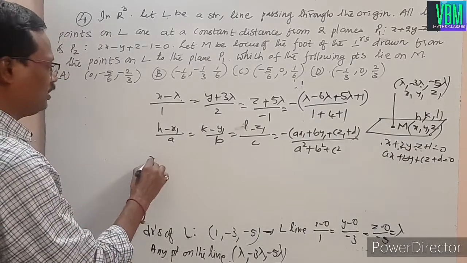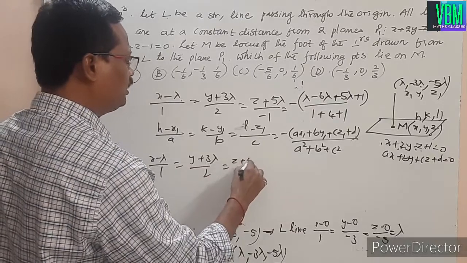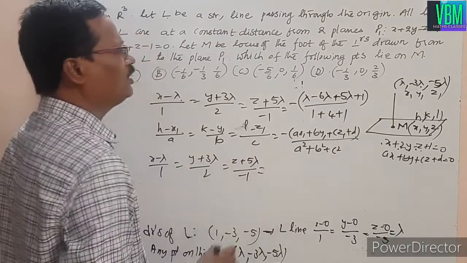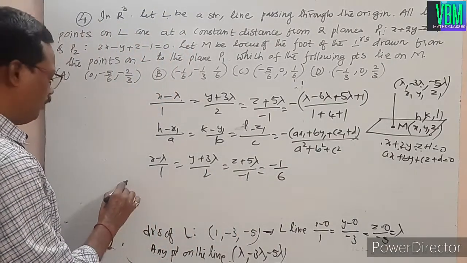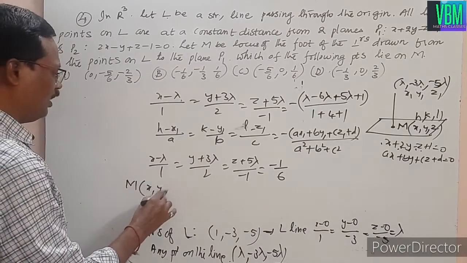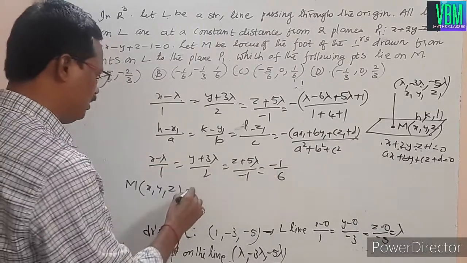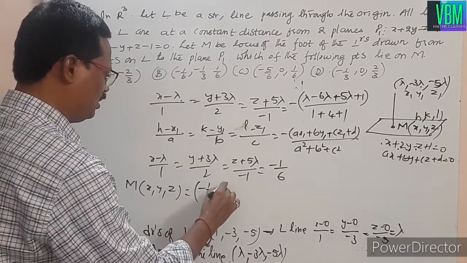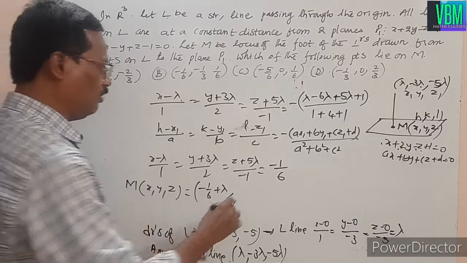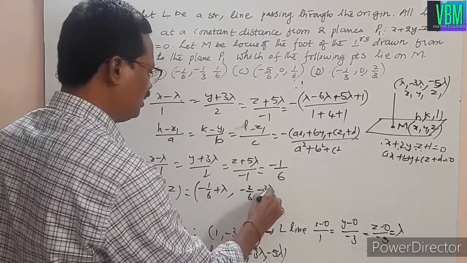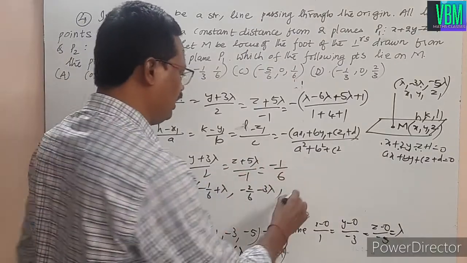Now, in (x minus lambda)/1, (y plus 3 lambda)/2, (z plus 5 lambda)/minus 1, this is equal to minus 1 by 6. Therefore the point M(x, y, z): x is equal to minus 1 by 6 plus lambda, y is equal to minus 2 by 6 minus 3 lambda, and z is equal to 1 by 6 minus 5 lambda.